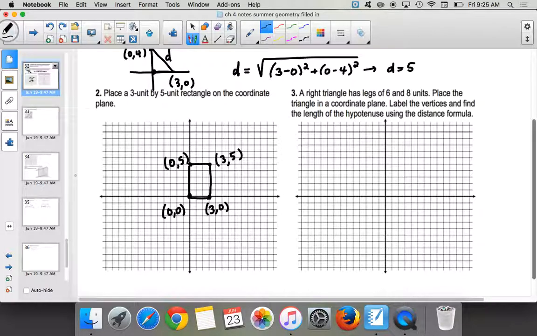If I asked you to find the midpoint of the bottom base, you would find the midpoint between (0, 0) and (3, 0). So it'd be (1.5, 0). You can prove different things. All right, so number 3.